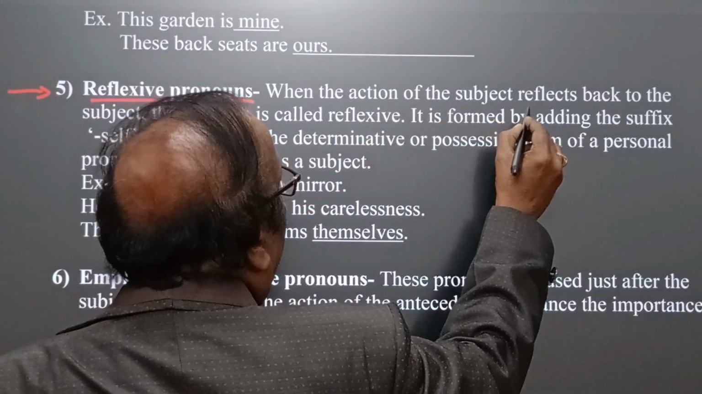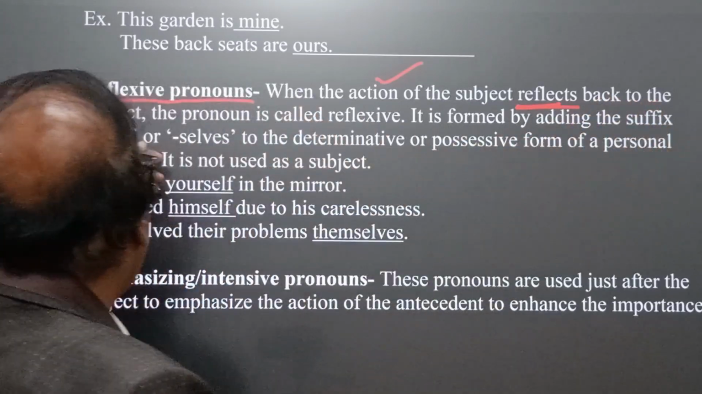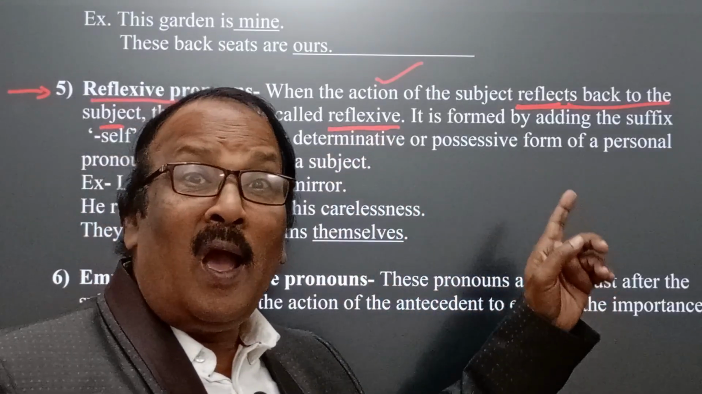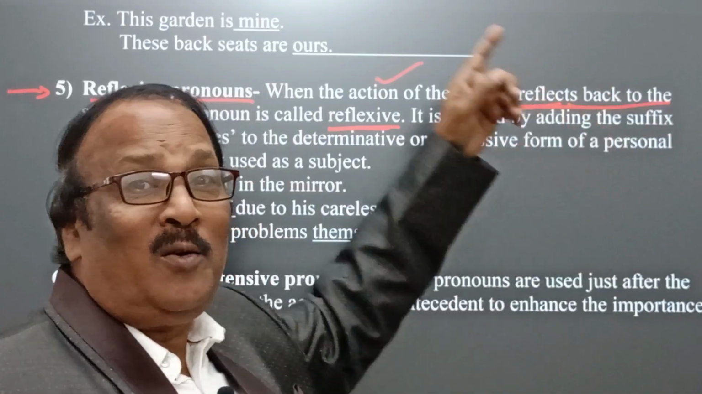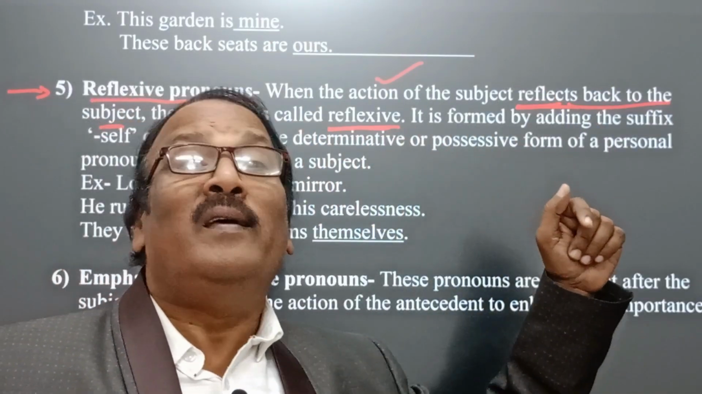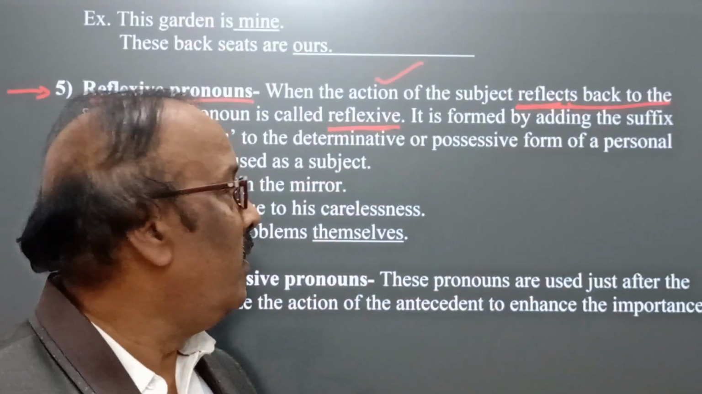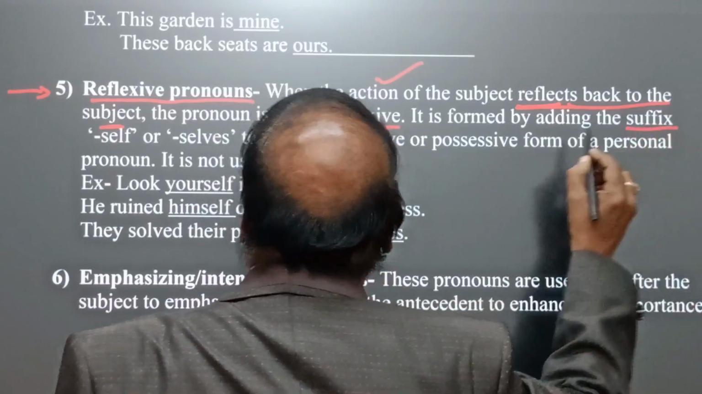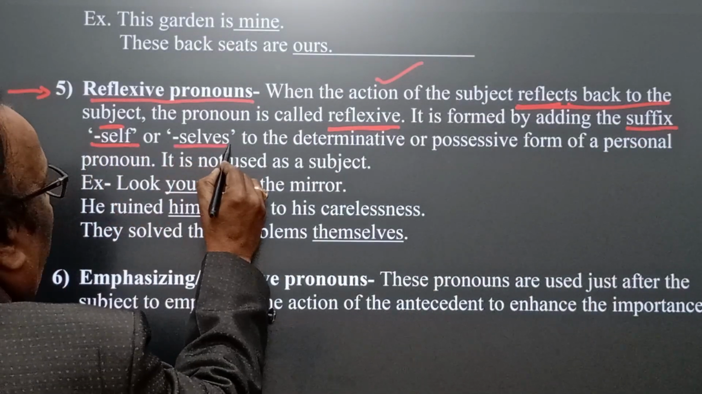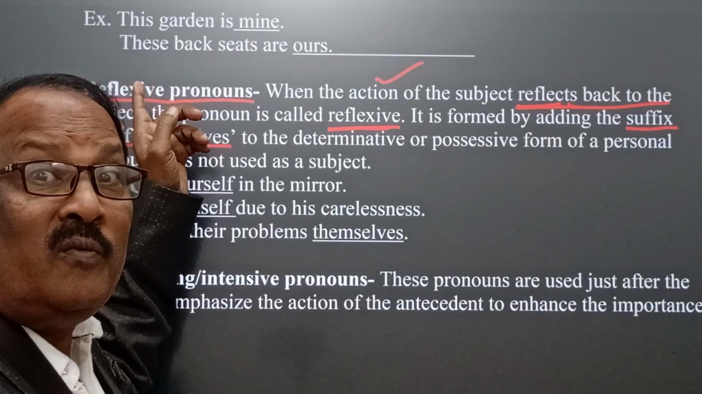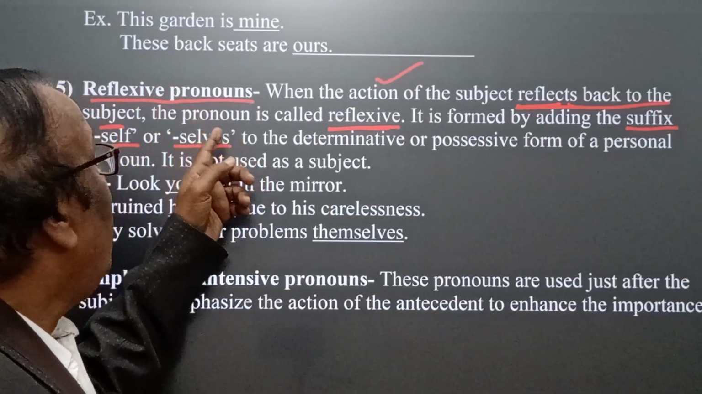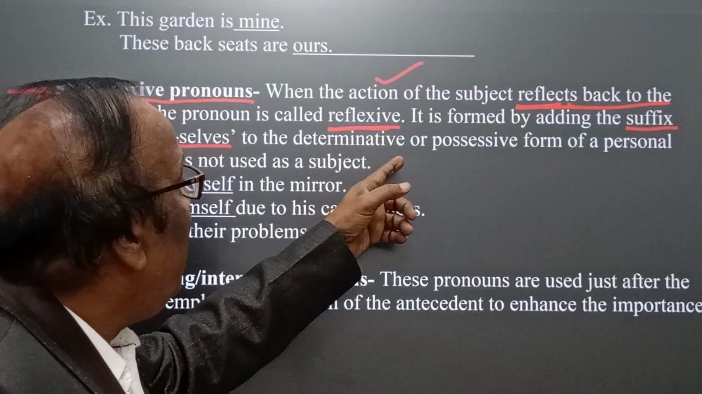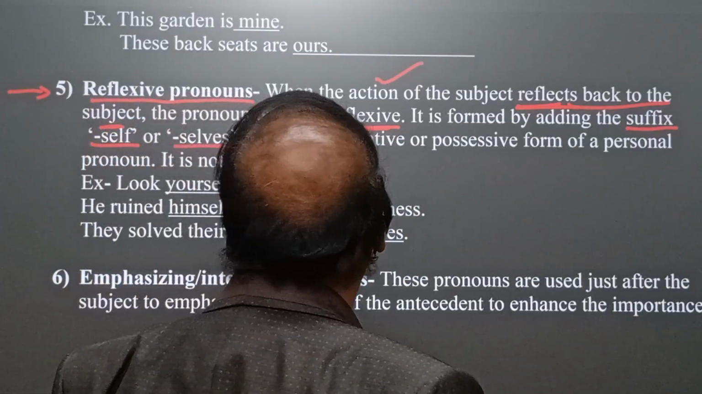When the action of the subject reflects back to the subject, the pronoun is called reflexive. This is interesting. When the action of the subject reflects back to the subject, then it is called reflexive. And remember, it is formed by adding the suffix self or selves. Yes, self is for singular number, and for plural number selves.